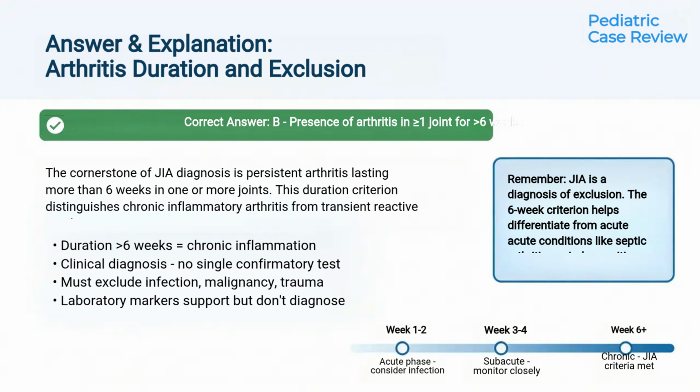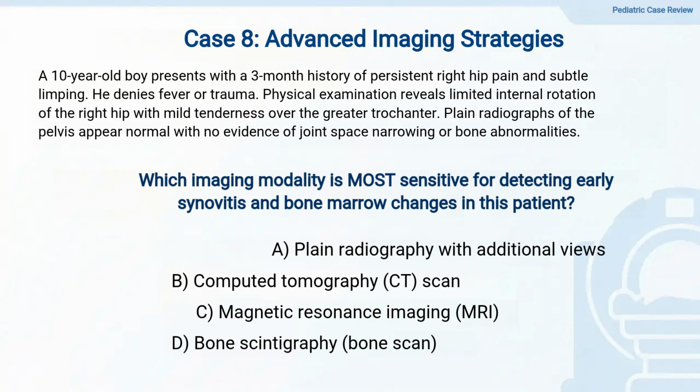Infection, malignancy, and trauma must be excluded, and laboratory markers support but do not make the diagnosis. Important reminder, juvenile idiopathic arthritis is a diagnosis of exclusion. The timeline matters. Weeks 1 and 2 suggest an acute phase where infection should be considered. Weeks 3 and 4 are subacute requiring close monitoring, and week 6 or beyond meets the criteria for chronic juvenile idiopathic arthritis.